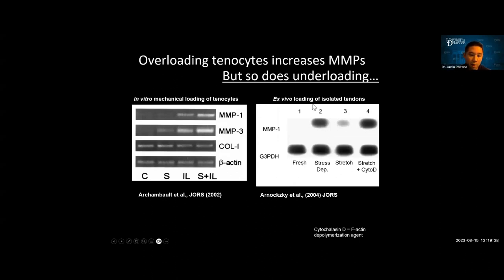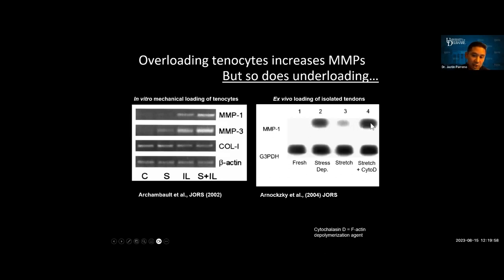So this is opposite to what we're finding here, where stretch increases the matrix metalloproteases. Here, when you apply the stretch, there's actually a reduction in the amount of MMP1 that's being produced. Intriguingly, if you apply stretch and treat the tendons with cytochalasin D, which is an actin depolymerization agent, this actually recovers the amount of matrix metalloproteinase that's produced.